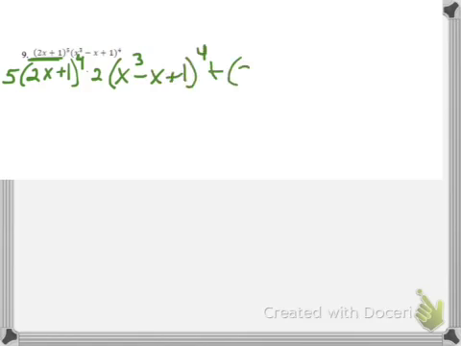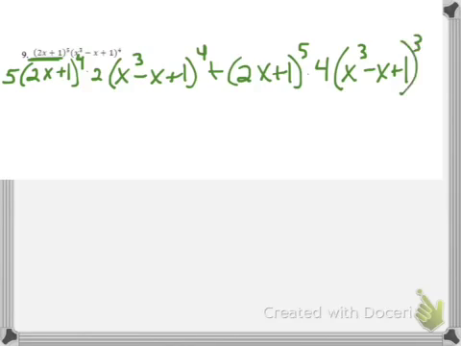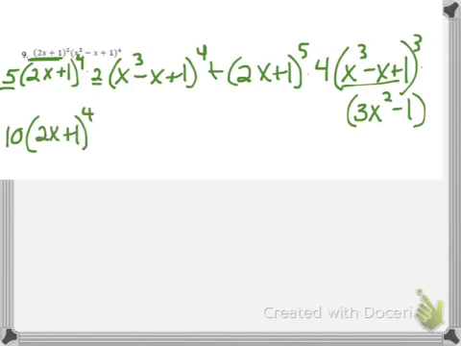plus the first function, 2x plus 1 to the 5th, times the derivative of the second, which would be 4 times x cubed minus x plus 1 to the third, times the derivative of the inside, which is 3x squared minus 1. That's just using the product rule. Within the product rule, I have the chain rule. So this first term becomes 10, 5 times 2, times 2x plus 1 to the fourth, times x cubed minus x plus 1 to the fourth.